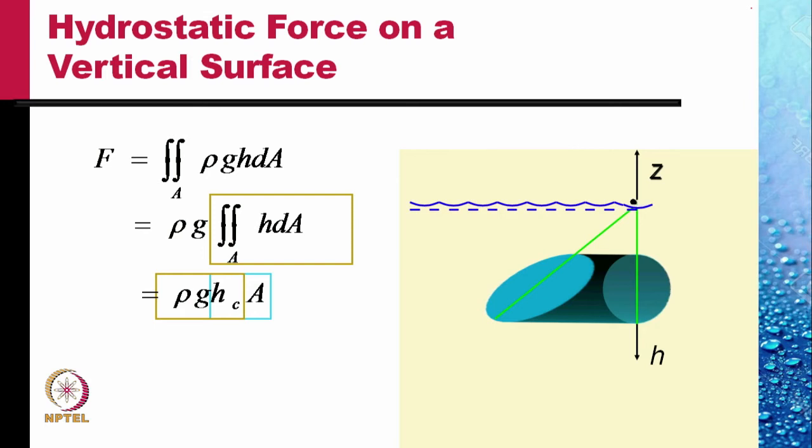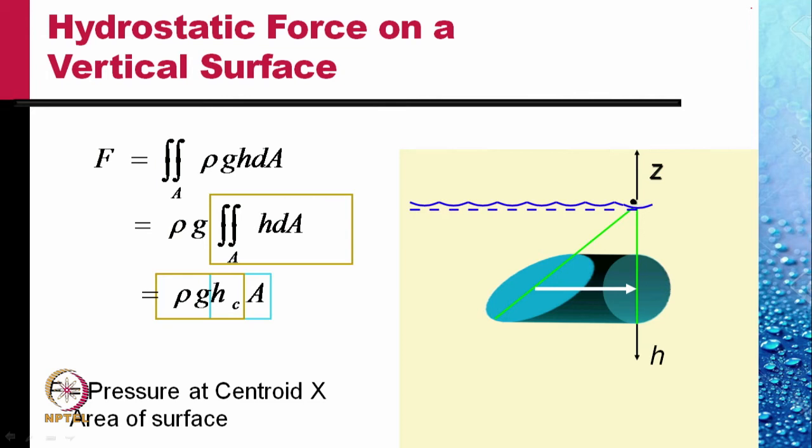Rho g hc is recognized as the pressure at the centroid of the plate, so that the total hydrostatic force on this vertical plate is seen as the pressure at the centroid times the area of the plate. F is pressure at the centroid times the area of the plate. This is the relation that we use most often in calculating pressure force on the plate.